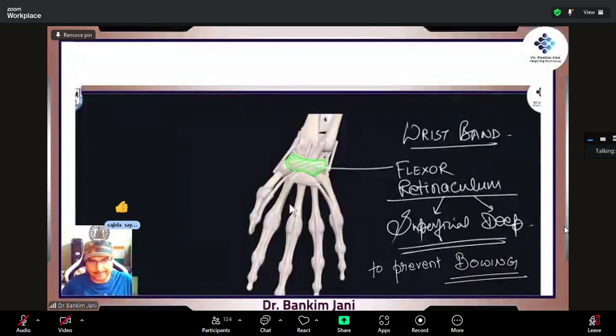Yes, I understand. So here is the wristband. This is like a wristband, right? So that is what is called the flexor retinaculum. Flexor retinaculum is that fiber. It will be present on the flexor side. It will be present on the extensor side, both sides. So here is the flexor retinaculum. It has a superficial and a deep part. The purpose is to prevent bowing, right? This is the function, to prevent bowing.